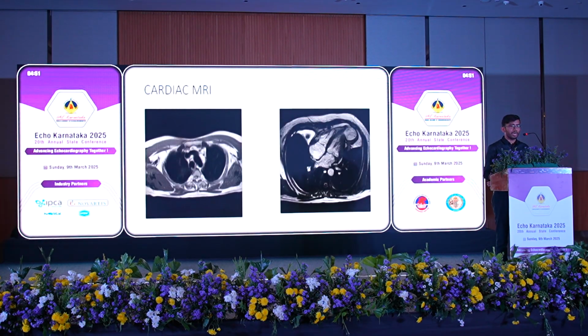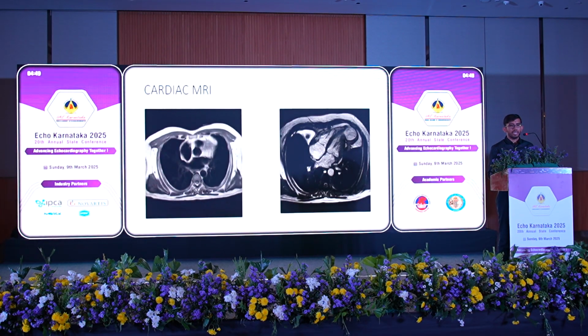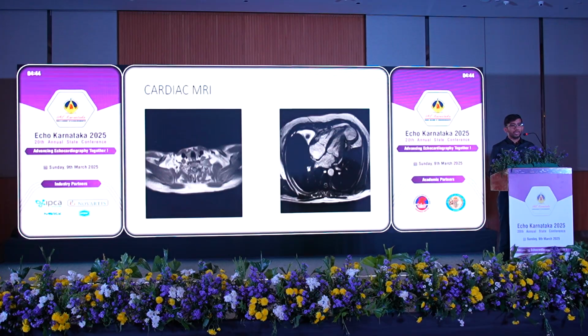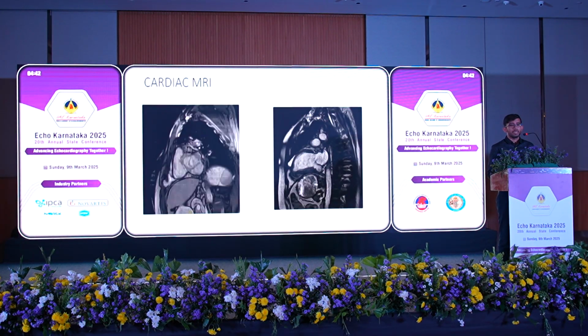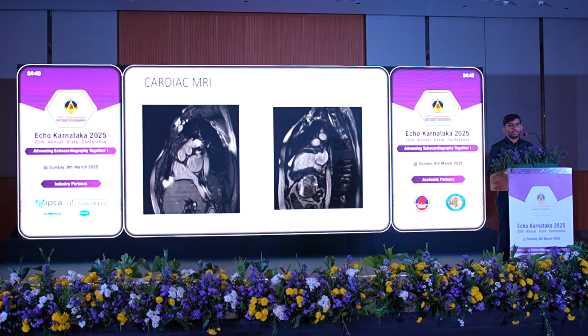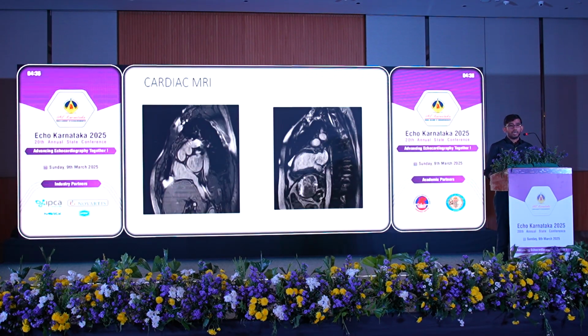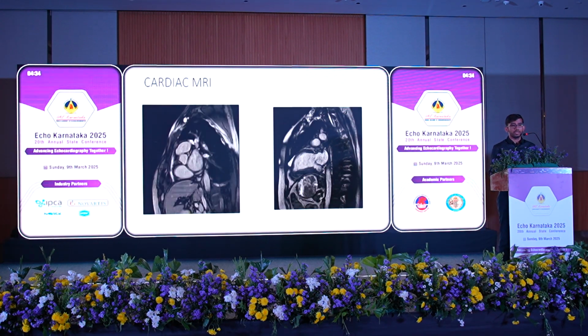The patient was taken to cardiac MRI. There's a cine image on the left showing the apical aneurysm, a true aneurysm. There's an axial section showing a basal pseudoaneurysm at the 4 to 5 o'clock position.